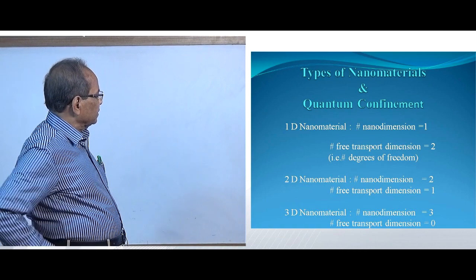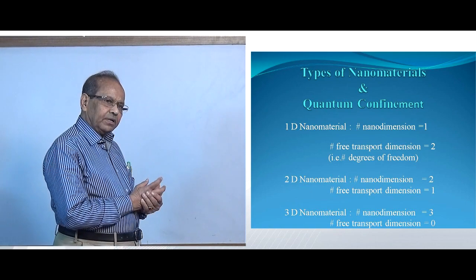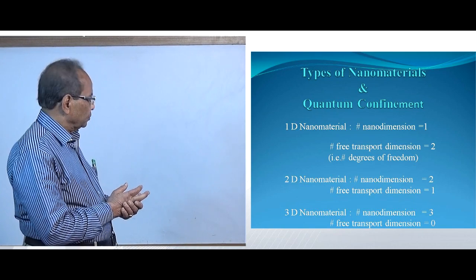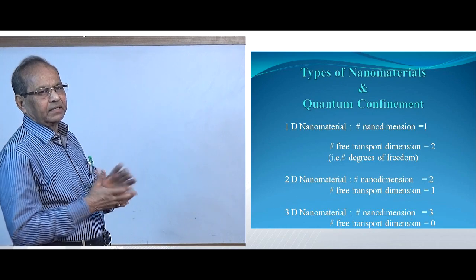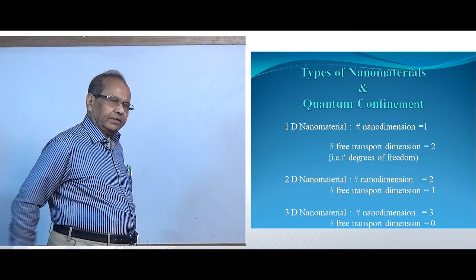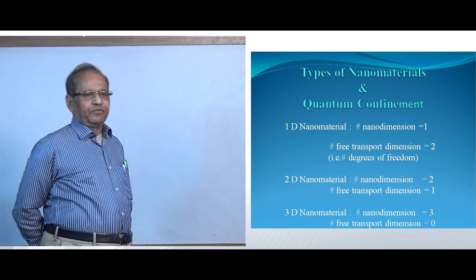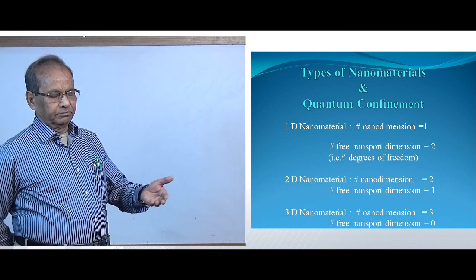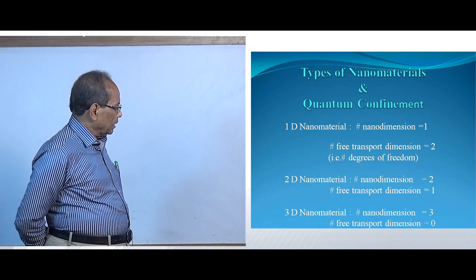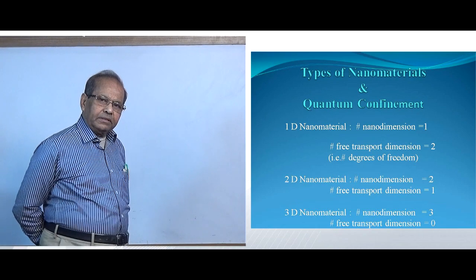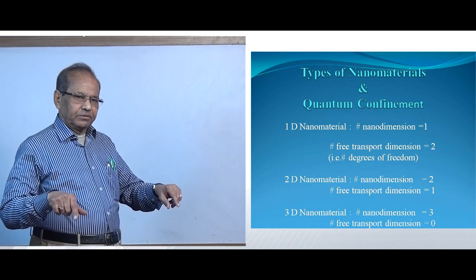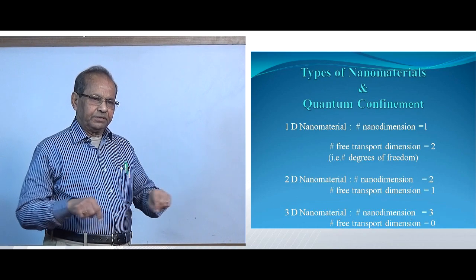We discussed what the different types of nanomaterials are. I mean, 0-dimensional, 1-dimensional, 2-dimensional, and the bulk material is 3-dimensional. In 1-dimensional nanomaterial, the carriers are free to move in one direction. That is why it is named 1-dimensional nanomaterial. In 2D nanomaterial, the carriers are free to move in 2 dimensions. That means on a plane sheet.